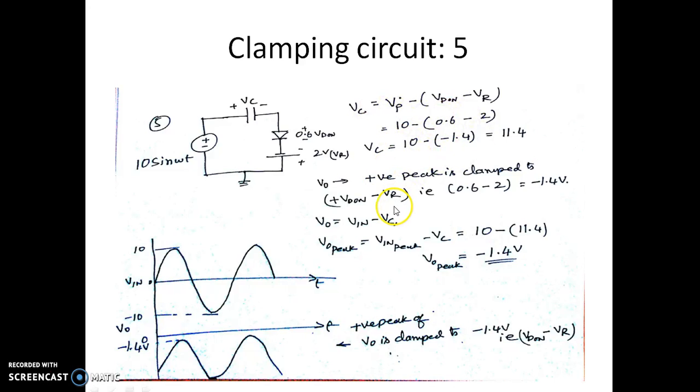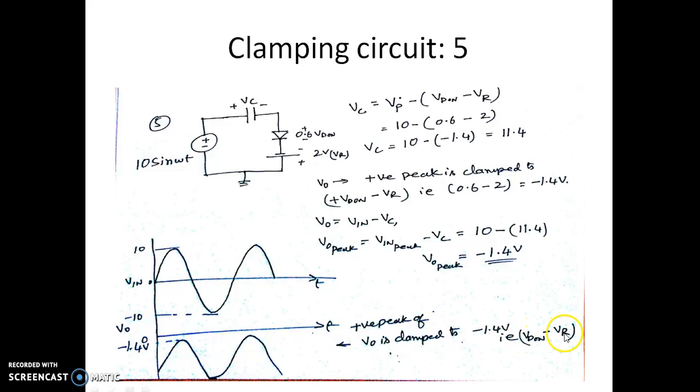Now looking into this, we can clearly see that the output voltage is Vin minus Vc. Now the positive peak is clamped to VR minus VD-on. Sorry, it is VD-on minus VR. This is the voltage to which the capacitor is charged: Vp minus VD-on minus VR. If you carefully observe, the positive peak is now clamped to VD-on minus VR.